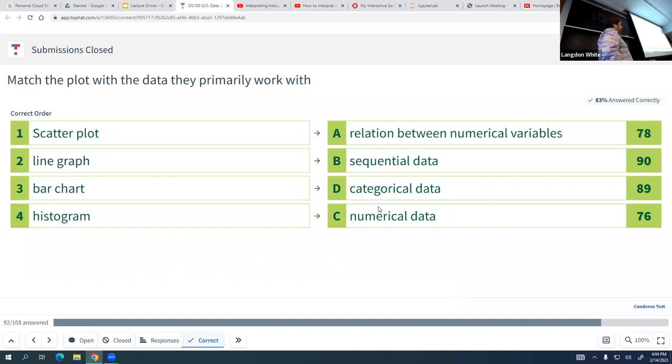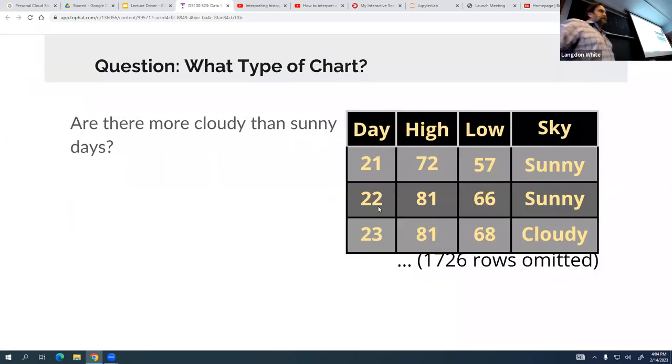All right, so scatter plots: relationships. Line: sequential. Bar: categorical. And histogram: numerical as categories. This next one is another set of questions, but done slightly differently. I would like to point out the fancy yellow that is very difficult to read, but I couldn't find another color in time.